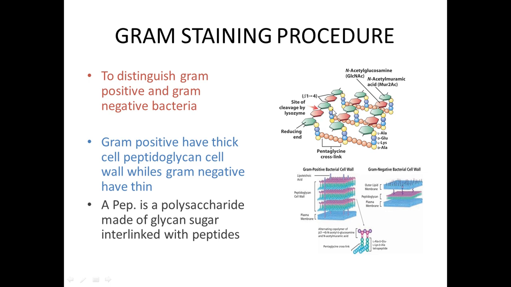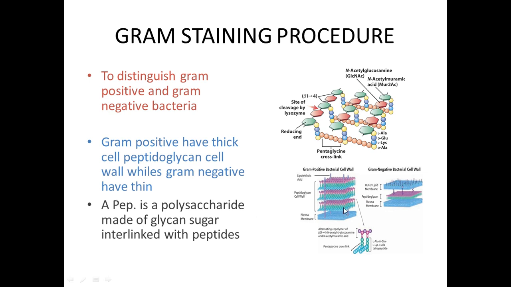Now these sugars are interlinked with peptides as seen here. These are the peptides: amino acid residues that interlink the glycan sugars in a peptidoglycan. This is the main component of a bacterial cell wall. It is very thick in gram-positive bacteria and very thin in gram-negative bacteria.